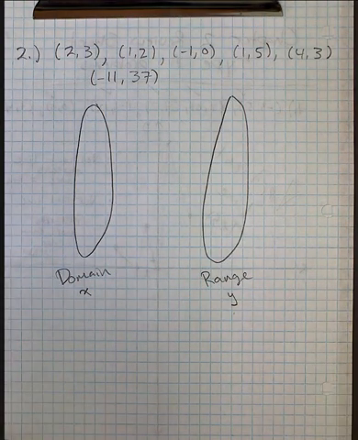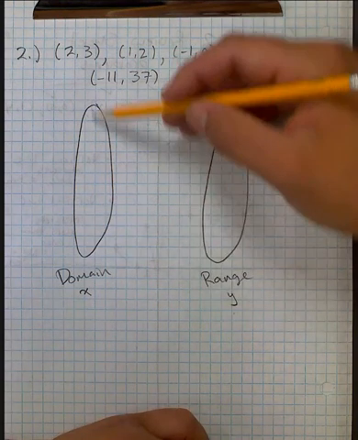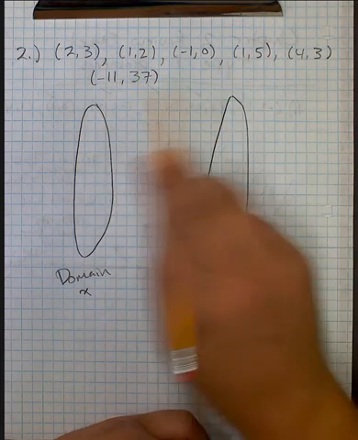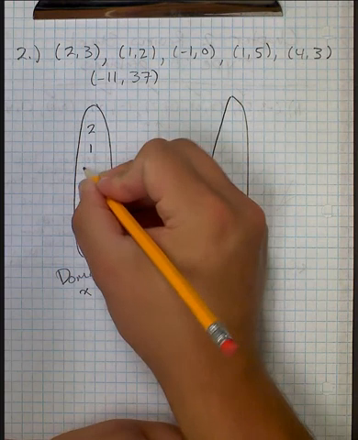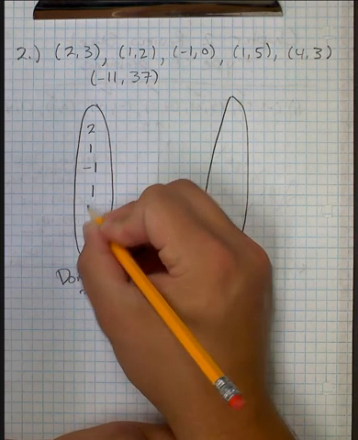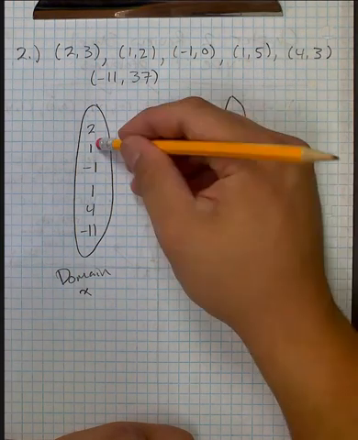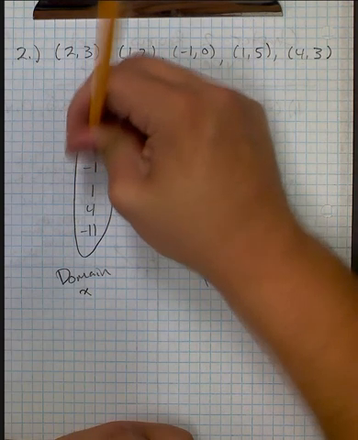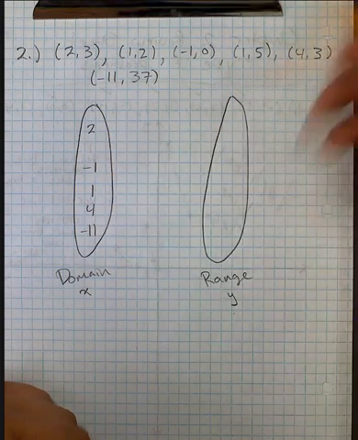To develop what numbers go in your oval, just look at the x values for each of these points. I have 2, 1, -1, 1, 4, -11. And just make sure none of them repeat. Well, I have two 1s, so I'm going to erase one of the 1s. You don't want to have a double in the domain or the range.